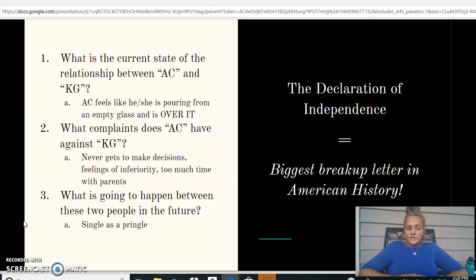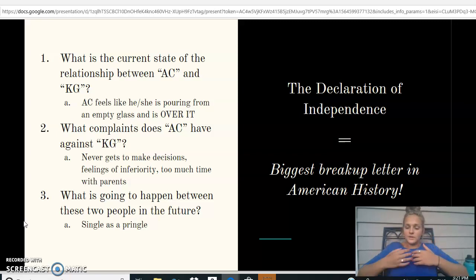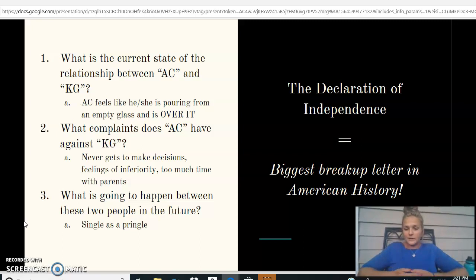Inherently, the answer to this is that AC feels like he or she is pouring from an empty glass and is over it. Okay, so we all know the analogy of pouring from an empty glass. It's a good one as far as relationships go, whether with friends or romantically or parents, teachers, whatever. You can't constantly give and give and give and not get anything in return, because eventually you are going to be burned out, dried out, whatever the right term is, and you have nothing left to give. So that is what AC was communicating in this letter.